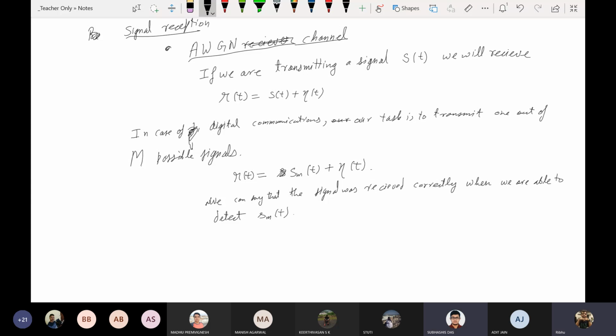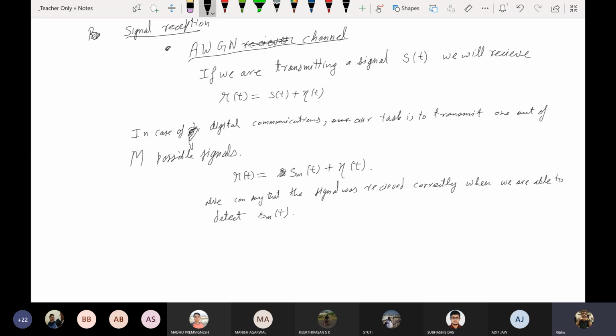Detect in the sense, are you saying the same SMT, or does it mean we are able to classify it as that SMT, when we are able to identify that we had sent SMT? Okay. Sir, because when you say we are sending one out of m possible values, you at the receiver know that. So you will be right when you say that I had sent the first signal or the fifth signal or the 18th signal, and you detect that properly.